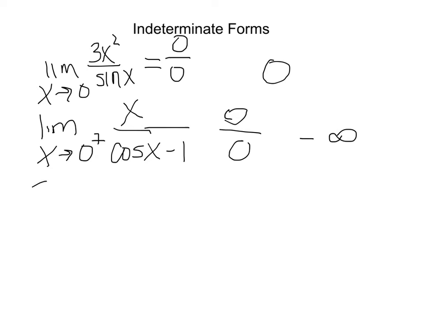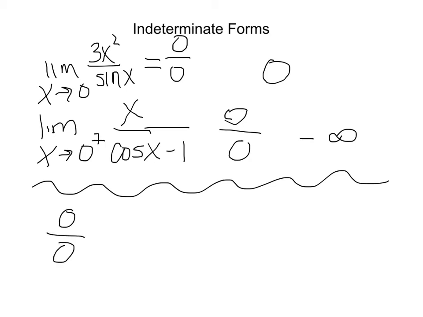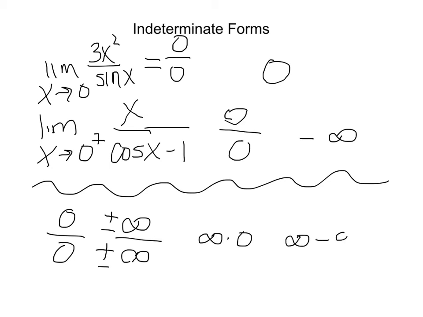Now, all of the indeterminate forms that we will see in this class that you need to know are 0 over 0, infinity over infinity, and these could be positive or minus infinity over positive or negative infinity, and they don't even have to be the same sign. So, for example, you could have negative infinity over positive infinity, and that would be indeterminate. Infinity times 0, infinity minus infinity, 0 to the 0 power, and 1 to the infinity.